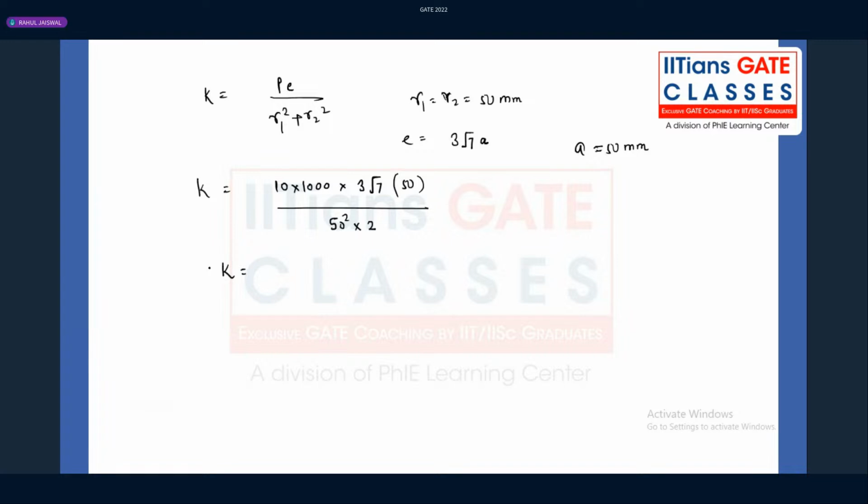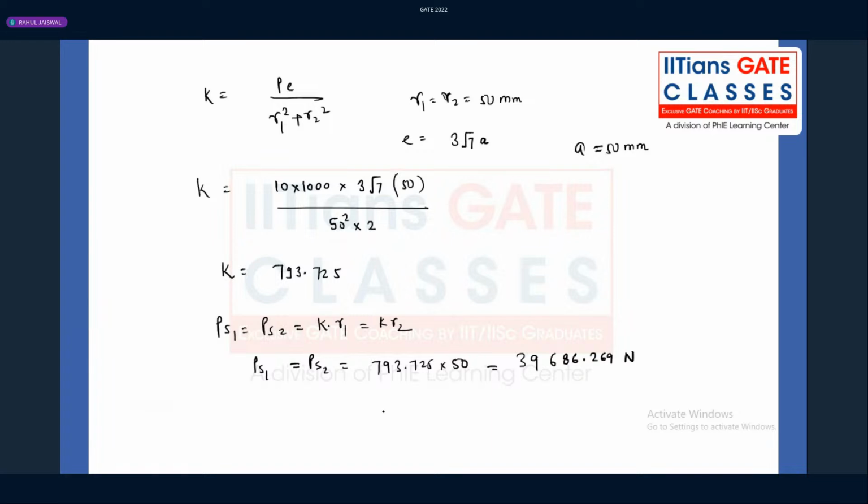From here, what is the value of K, guys? Just try to calculate the K value. 10 into 1000, 3 into root 7 into 50, divided by 50 square, divided by 2. So you are going to get 793.725. But what about PS1, which is equal to PS2? K times R1, K times R2. So from here, PS1 is equal to PS2, 793.725 into 50. If you calculate, you are going to get 39,686.269 Newton, which is 39.686 kilonewton.